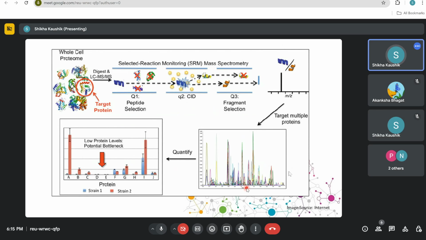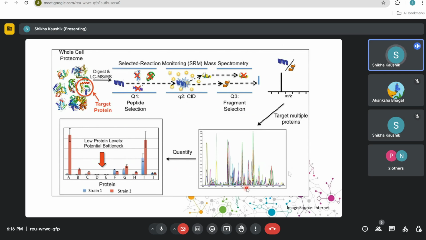Likewise, you have selected reaction monitoring. This is again a similar setup where you have a three quadrupole system, and each one eliminates what you don't want. So Q1, Q2, Q3 we can think of as just like a gate. You are putting up a gate, and you're just letting those proteins go further which you want to study. That's why it's targeted proteomics. So you have the whole cell proteome, but you don't want information from the whole cell proteome, right? You don't want all the proteins to be studied, because that will actually make your data very complex.